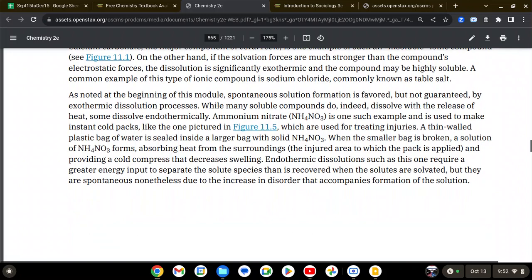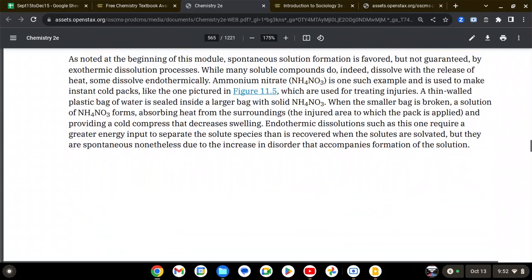As noted in the beginning of this module, spontaneous solution formation is favored but not guaranteed by exothermic dissolution processes. While many soluble compounds do indeed dissolve with the release of heat, some dissolve endothermically. Ammonium nitrate is one such example and is used to make instant cold packs, like the one pictured in Figure 11.5.